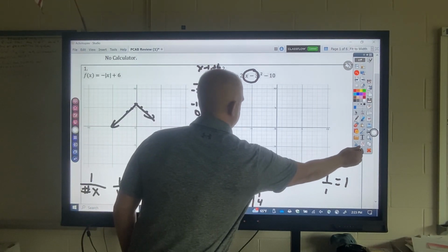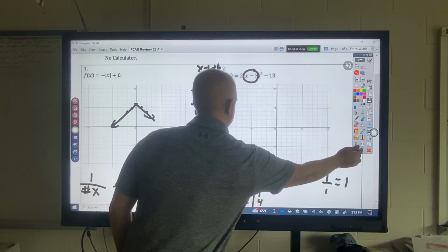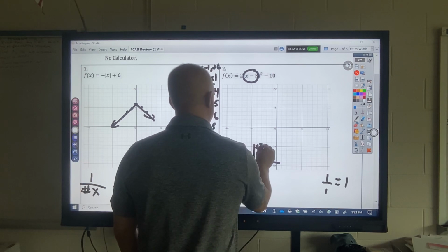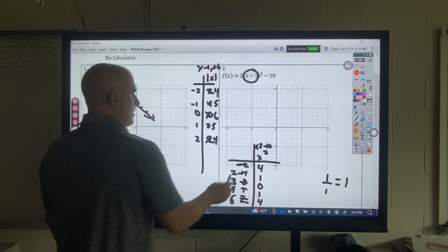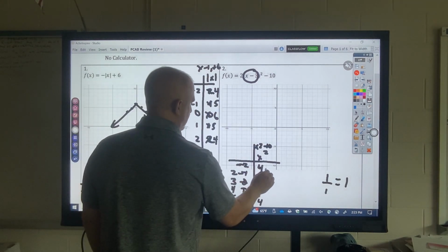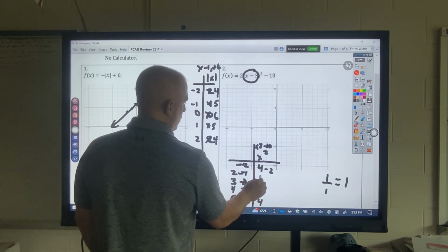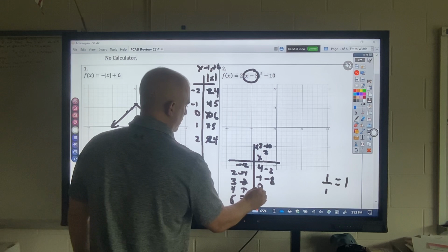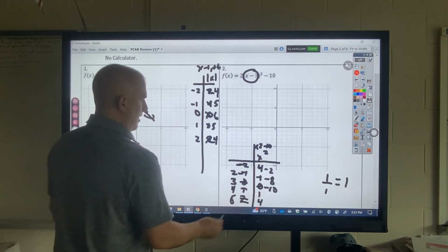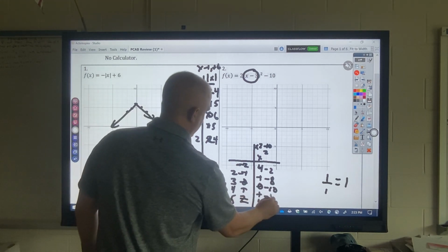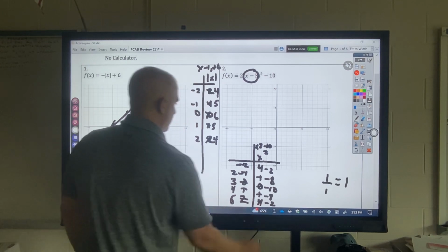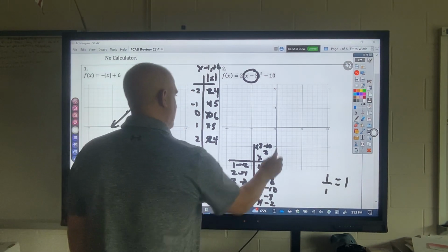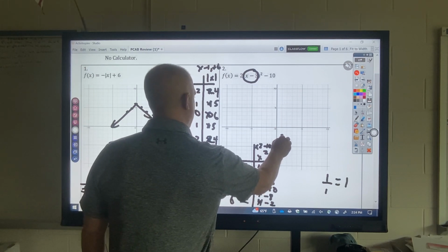So multiply by 2 and subtract 10. That would be 8 minus 10, which is -2. That would be 2 minus 10, which is -8. This would just be -10. That would be -8. That would be -2.